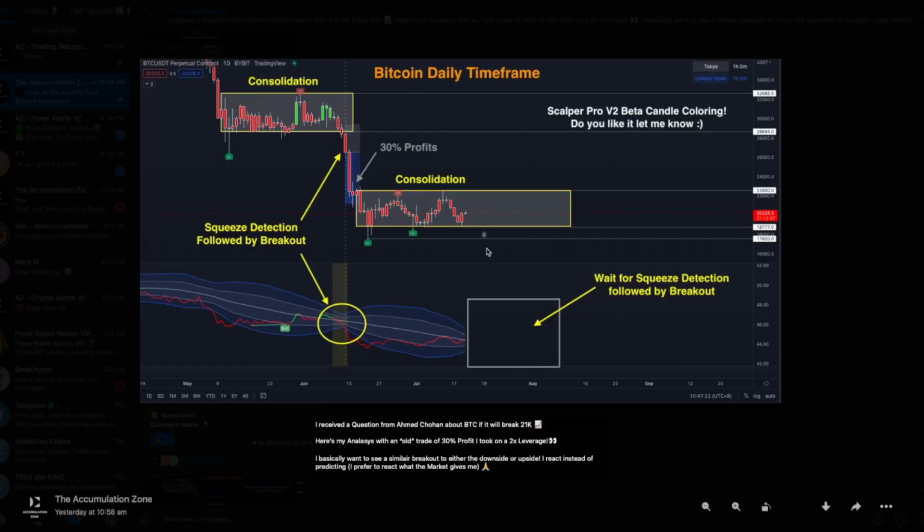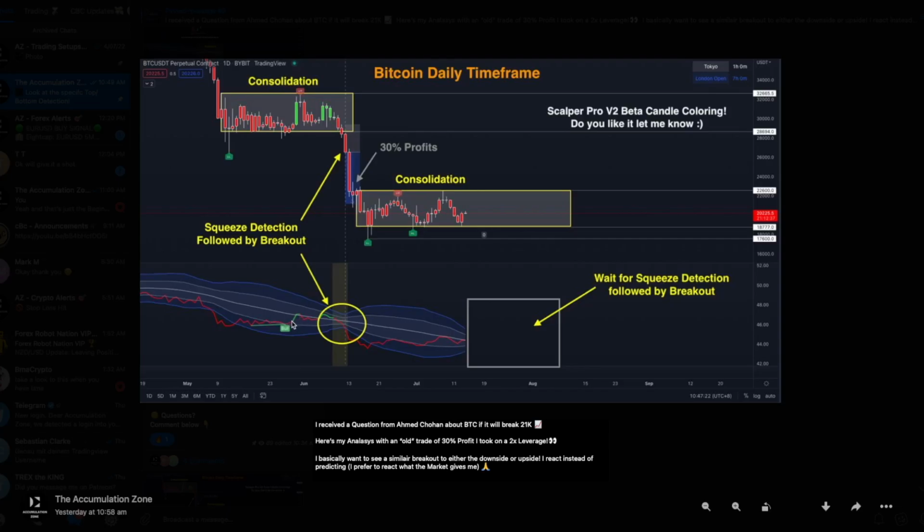And let's keep going with more Telegram examples. So right here I shared a Bitcoin daily time frame because someone was asking me if I see Bitcoin breaking above 21k. And that's actually the perfect example, because right here I am already using Scalper version 2.1 because I am working on candle coloring based on the Scalper Pro line.